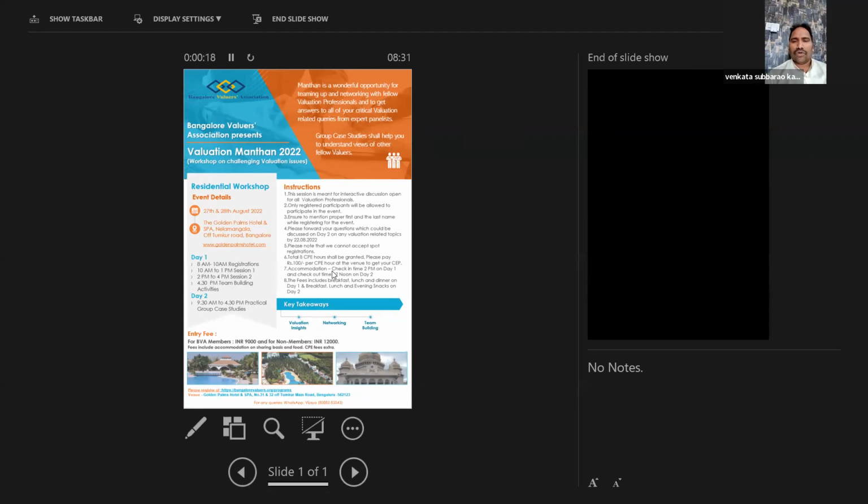We are going to have a residential program on 27th and 28th August 2022 in Bangalore, at the Golden Palms Hotel and Spa off Tumkur Road, where we are going to meet Saturday morning 8 a.m. till Sunday 6 p.m. The first day we are going to have two technical sessions and team building. I'll take care of that schedule. That is done.